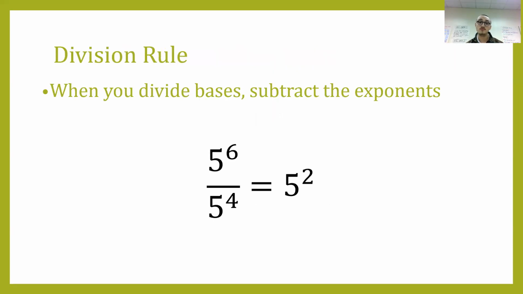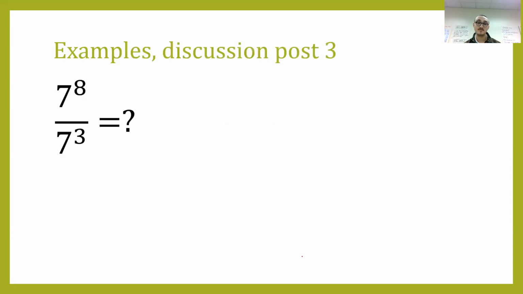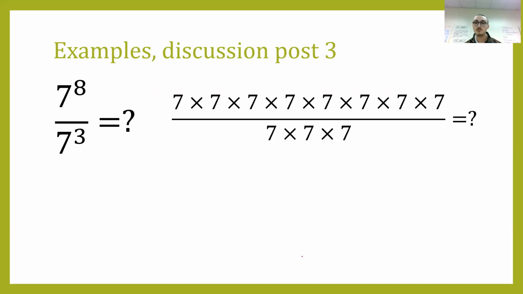Our division rule. So when we are dividing the same base, we are going to subtract the exponents. So 5 to the 6th over 5 to the 4th is equal to 5 squared. So I'll expand things out a little bit here. 7 to the 8th power, if you look, is just 7 times itself 8 times. 7 to the 3rd is 7 times 7 times 7.